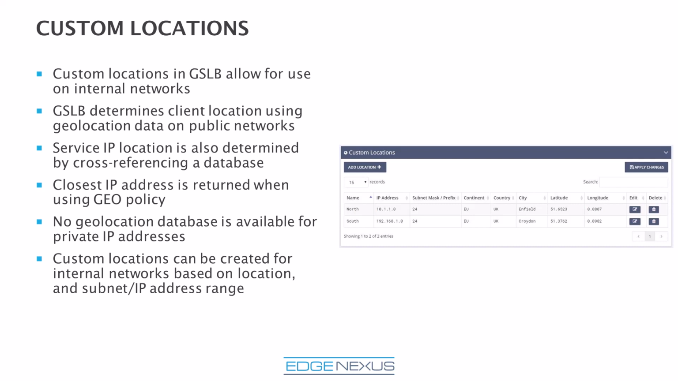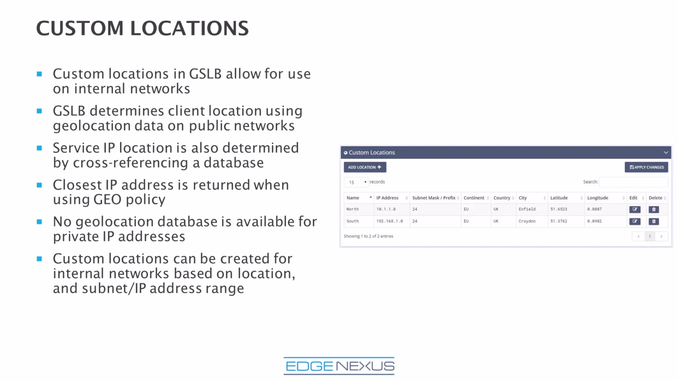Custom locations. The custom locations function in GSLB allows organizations to use GSLB on internal private networks, in addition to public networks. However, determining the location of clients and service IP addresses on internal networks is different from that on public networks. On public networks, the GSLB determines the client's location by cross-referencing their public IP address with a database that contains geolocation data. The GSLB then uses the same database to determine the location of the service IP address and returns the closest IP address, if the load balancing policy is set to a GEO policy.